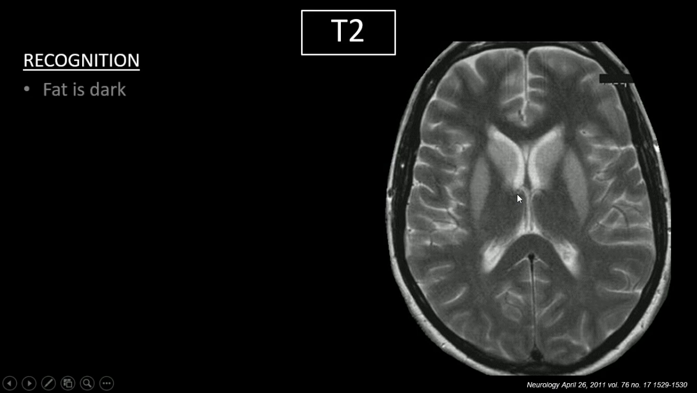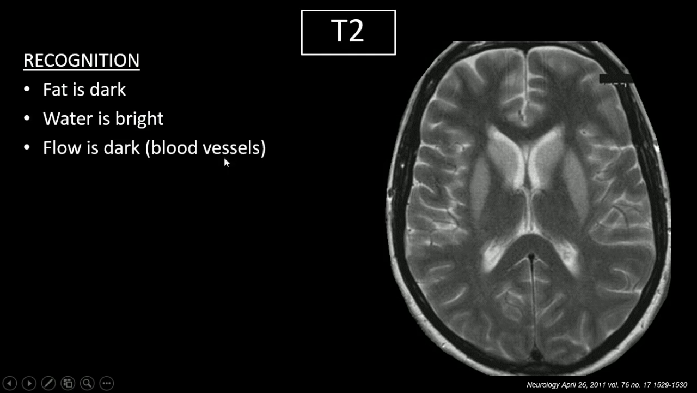So let's pull up our T2 image. How do we recognize it? Well, everything is flipped. So now fat is dark. These highly myelinated areas here, which are fat, are dark. Water is bright. So look at our CSF right here in the ventricles. It's pretty bright. But flow is dark, and this is called flow void. Where there's fluid moving at a high velocity, so take a blood vessel for example, it's going to be dark, and that's important to remember.